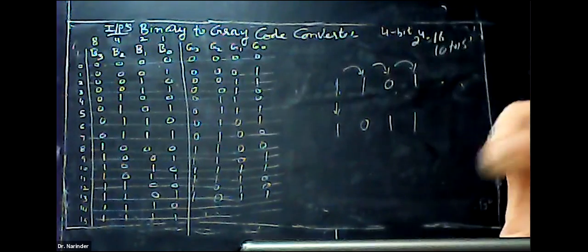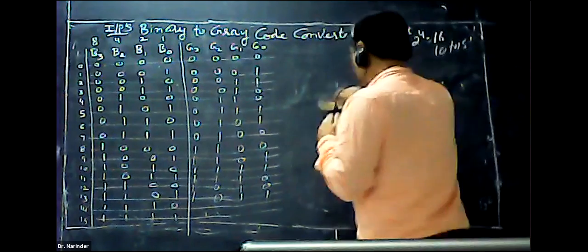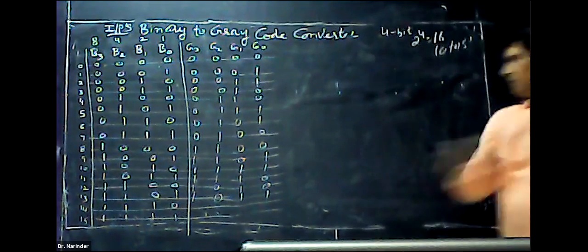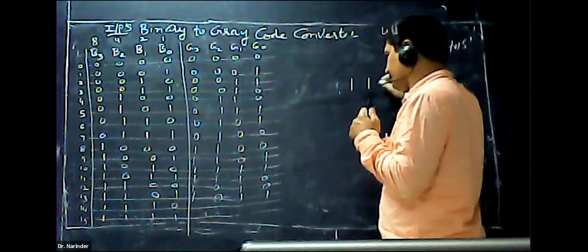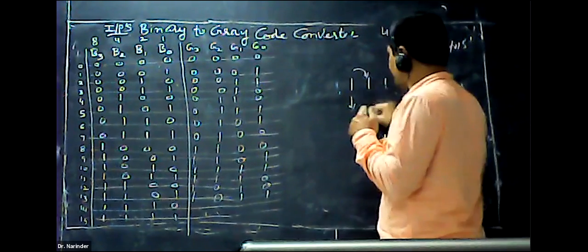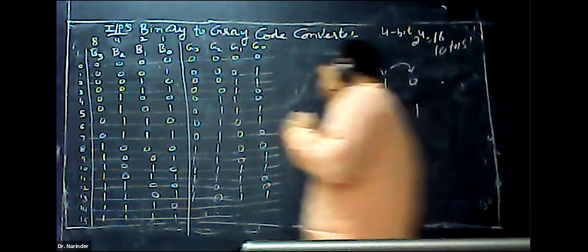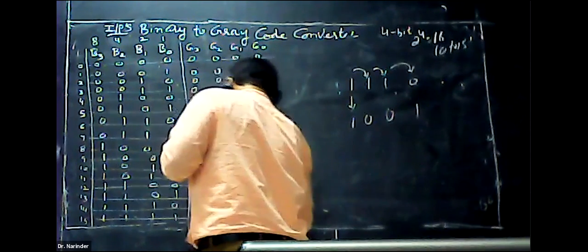Next is 14. 1, 1, 1, 0. This is 1. 1 plus 1 is 0. 1 plus 1 is 0. 1 plus 0 is 1. Write here 1, 0, 0, 1.